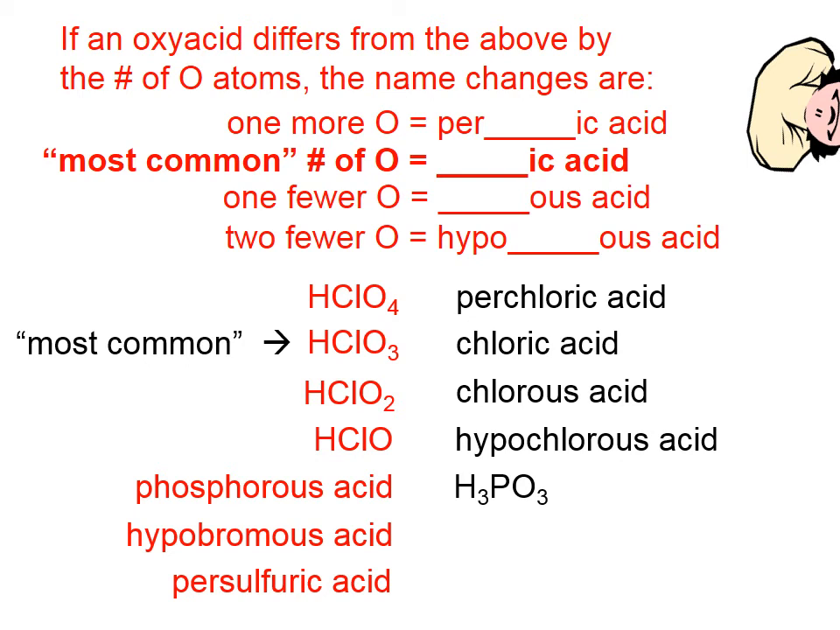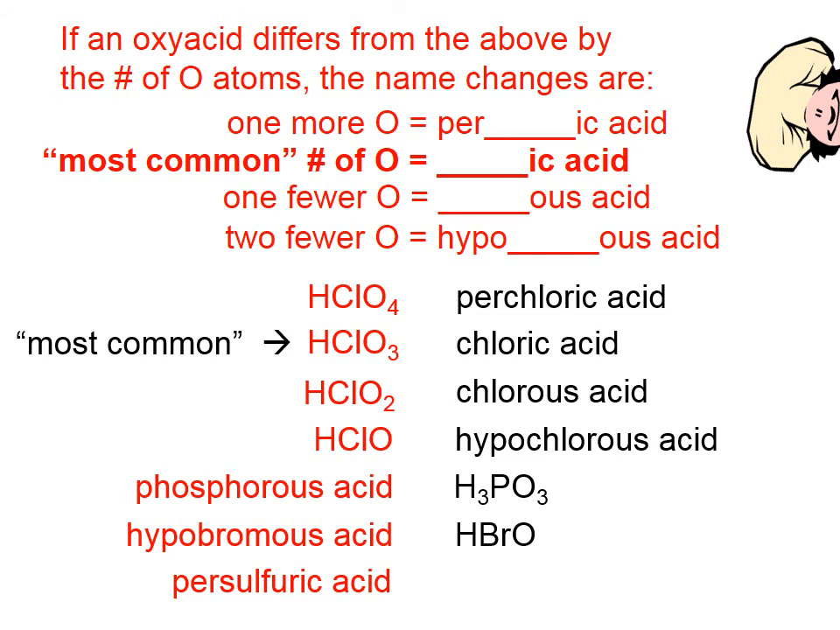What's the most common oxyacid? And that would be bromic acid, which is HBrO3. Bromous would be HBrO2. And hypobromous would be HBrO. And that's it.